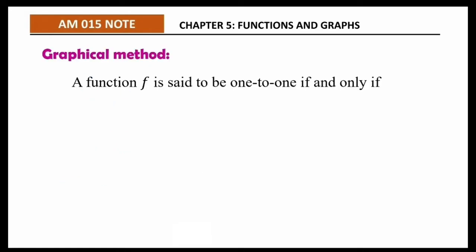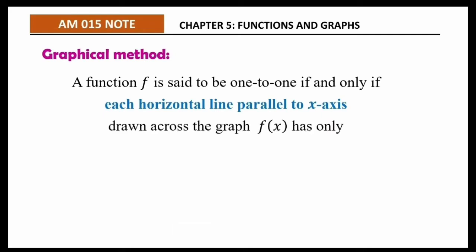To determine whether the function is one-to-one using the graphical method, a function f is said to be one-to-one if and only if each horizontal line parallel to the x-axis drawn across the graph of f(x) has only one intersection point. This means for every part of the graph, a horizontal line parallel to the x-axis has only one intersection point, so the horizontal line must cross the graph of f(x) at only one point.